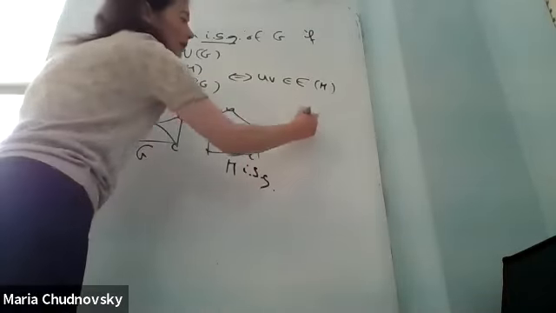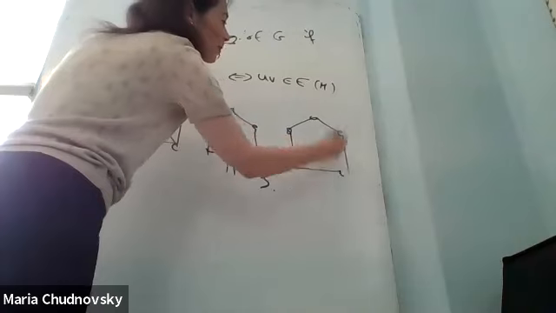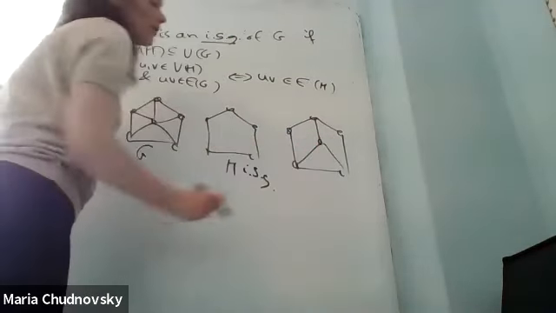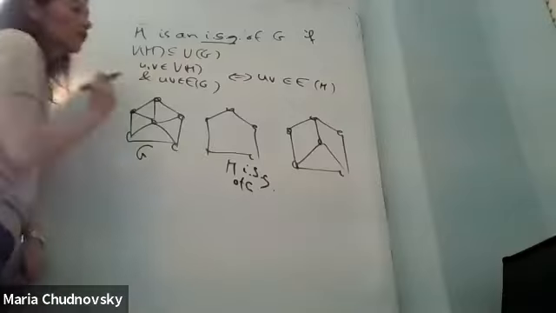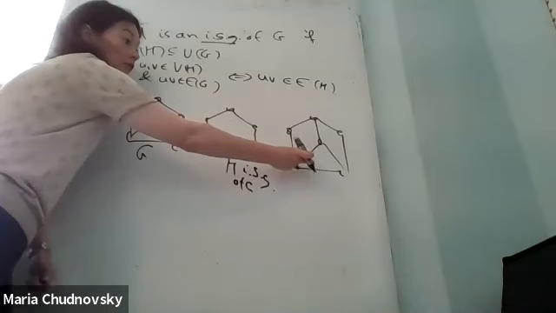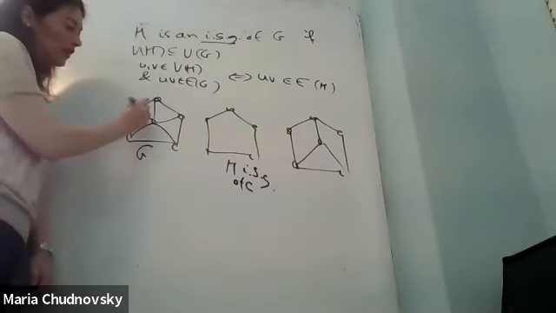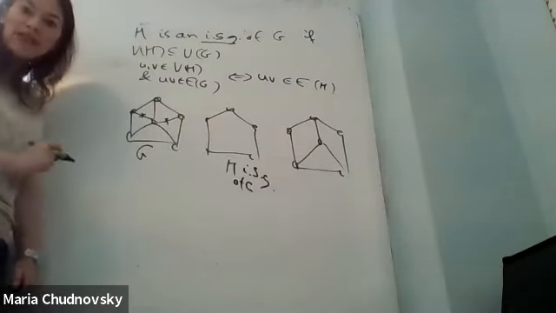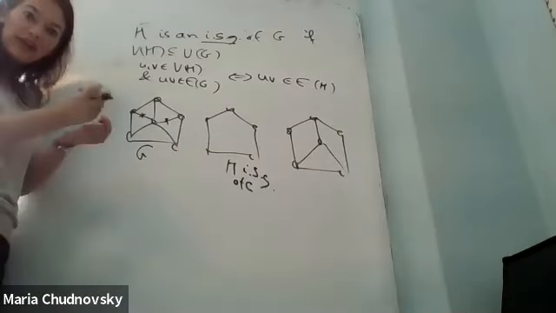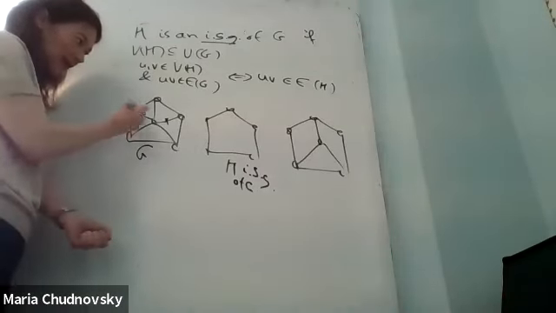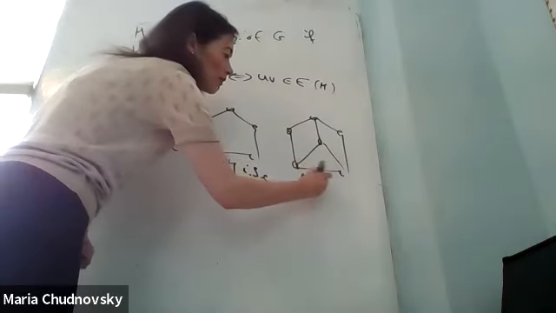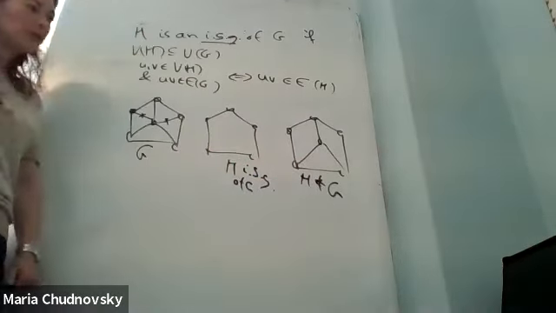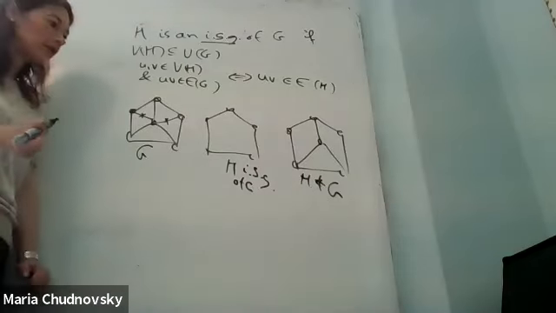And then if you look, for example, at this graph, this is not an induced subgraph of G, because to get this from that, what I would need to do is delete this edge and delete this edge. But that's not an allowed operation, right? The rule is if you didn't delete either end of the edge, you have to keep the edge. So this is not an induced subgraph.